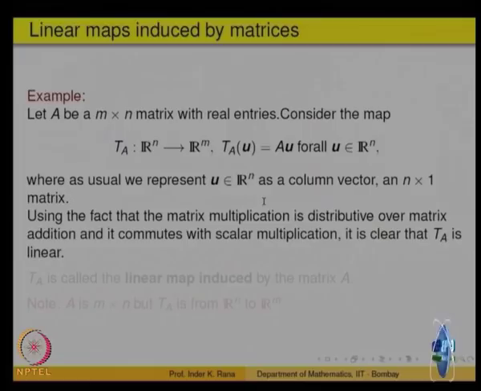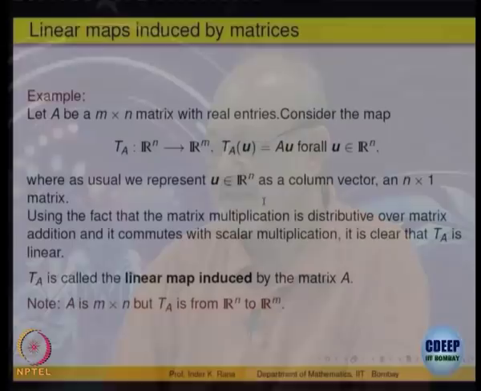So, using the fact that matrix multiplication is distributive over matrix addition and commutes with scalar multiplication, it follows that T A is a linear map. Is that okay, everybody? T A is linear because A multiplied with u1 plus u2 is the same as A u1 added to A u2, and similarly the scalar comes out. A of alpha u is alpha times A u. Okay. So, this is linear.